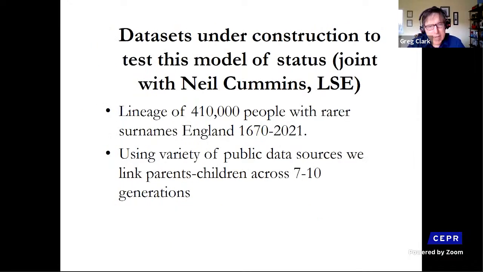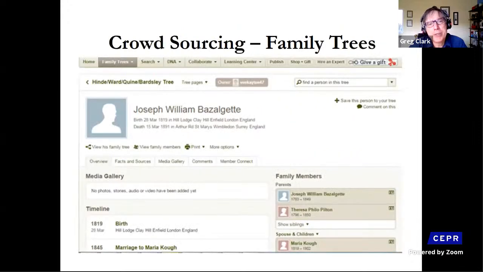And to test this model, I've been constructing with Neil Cummins now for 7 or 8 years a database, which is a lineage of more than 4,000 people in England from 1670 to 2021 that mainly uses public sources. And we can actually track people across 7 to 10 generations. We do this partly by crowdsourcing.